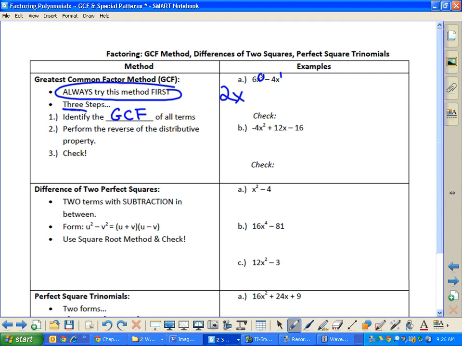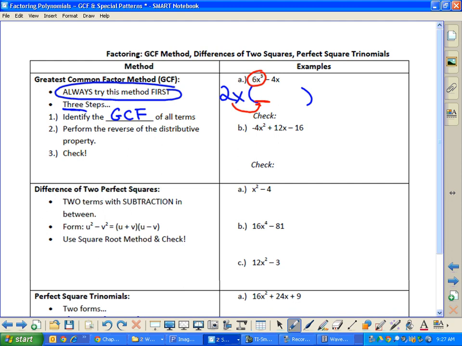We're all good? Okay. Now that's step 2. I open up a set of parentheses that sort of mirrors the original shape and size of the polynomial I'm trying to factor. And then I ask myself, well, 2x times what would get me back to 6x to the third?